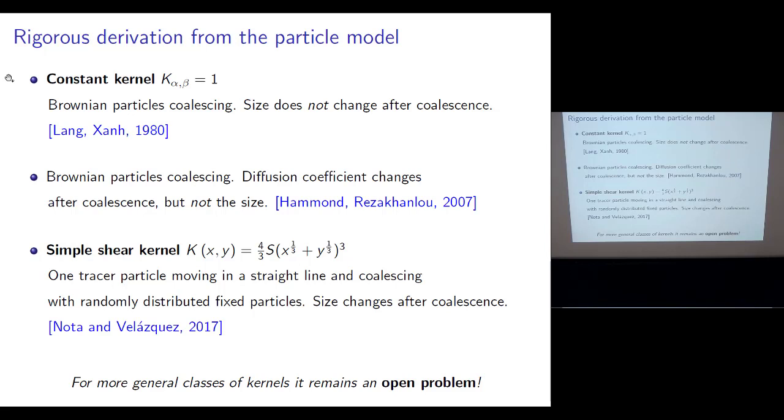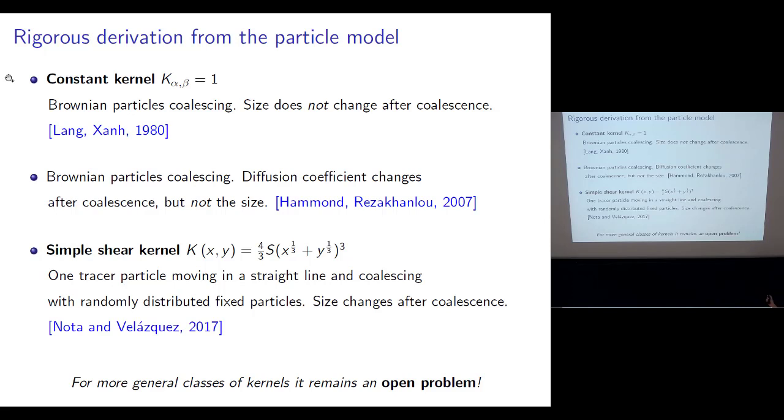And more recently, Juan and Alessia studied the case where the size changes, and this seems to bring additional technical difficulties. In this case, they considered one tracer particle moving in a straight line and coalescing with randomly distributed fixed particles. As far as we know, these are the only rigorous results that exist, and in general, it's an open problem.